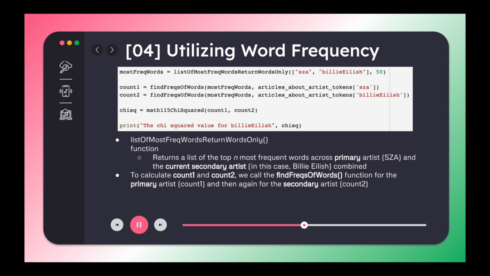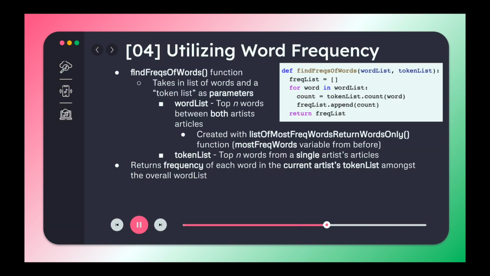For each of our count variables, we must first call our find_freqs_of_words function as shown on the next slide. On this slide, you'll see our find_freqs_of_words function, which takes in 2 parameters, with the first being a word list and the second being a token list. In this case, our word list will contain the top n words across both artist articles, which is our most_freq_words variable from our previous slide that we calculated.